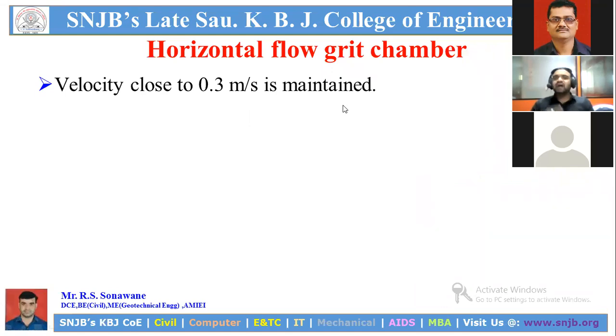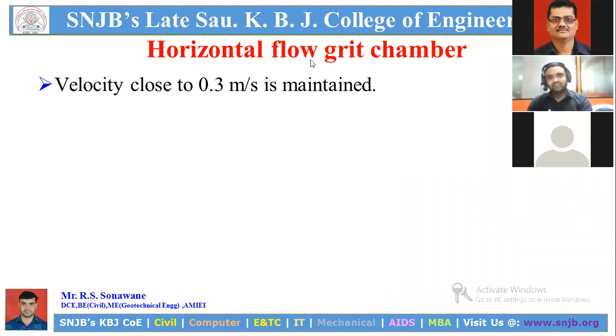If it is higher than that, there is a minimum possibility of the particles settling down in the grit chamber. Therefore velocity should be very close to 0.3 meter per second. And in the grit chamber, we always discuss two velocities. One is the settling velocity, which is related to the particle settling down vertically toward the bottom, and the other is the flow velocity, which is always horizontal.